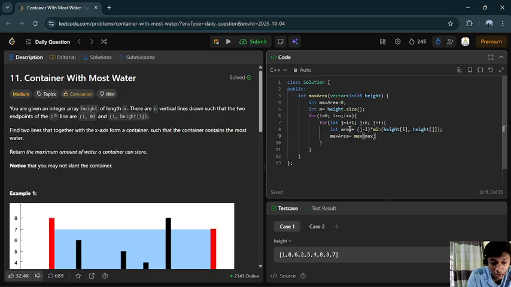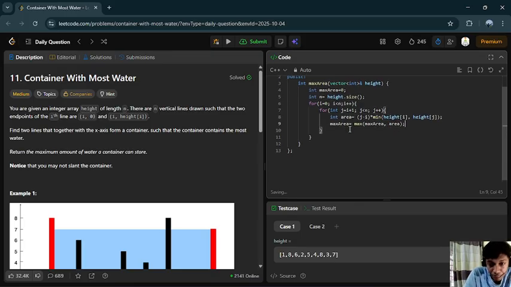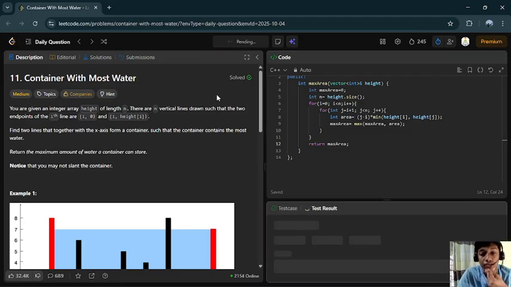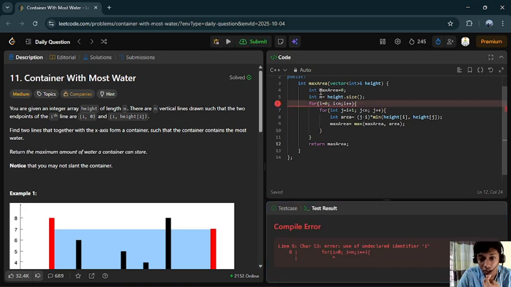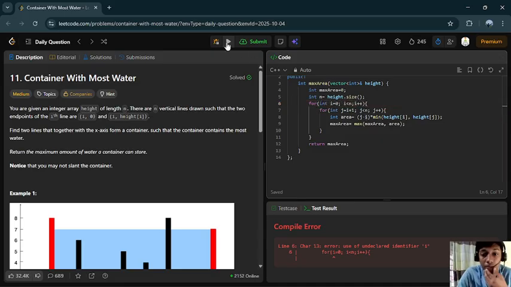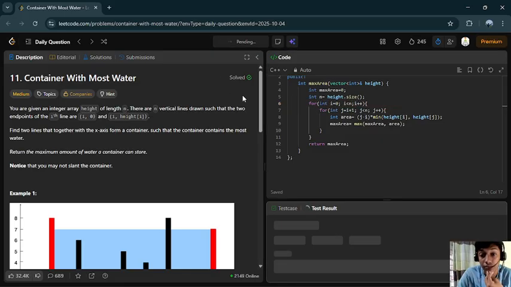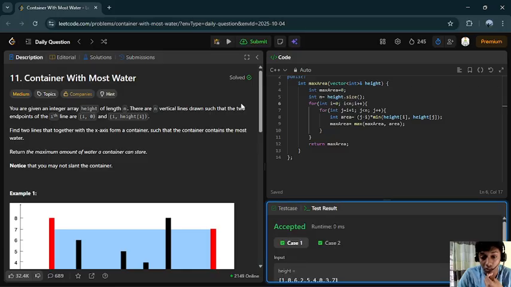The max area will be the max of max area and area. Let's return the max area. I did not write int. Okay, this solution is accepted, but let's submit.